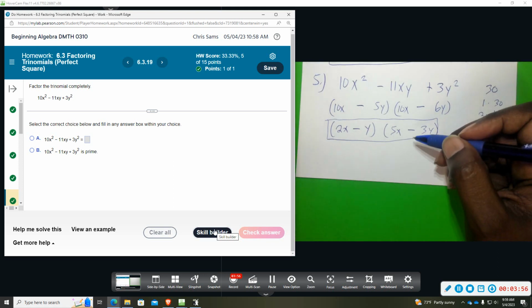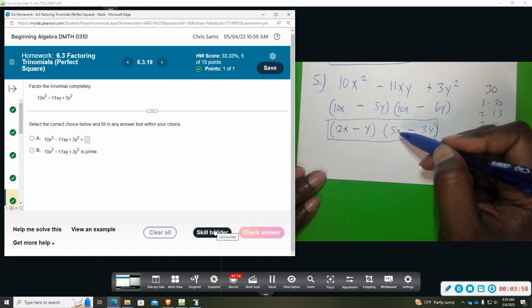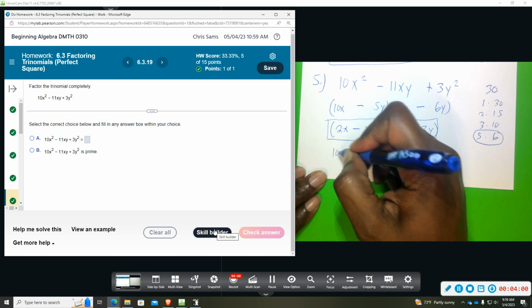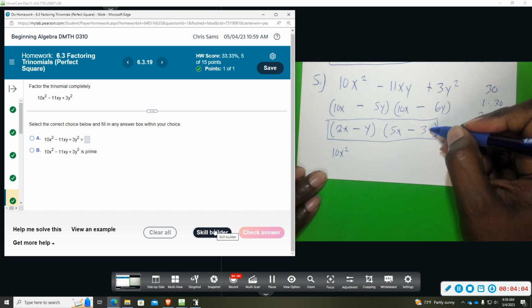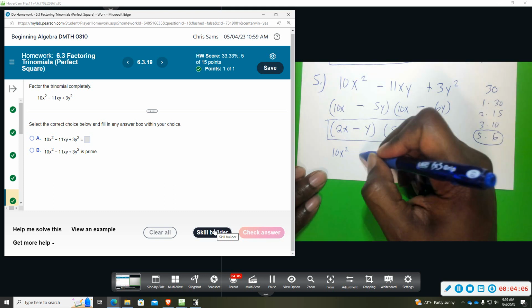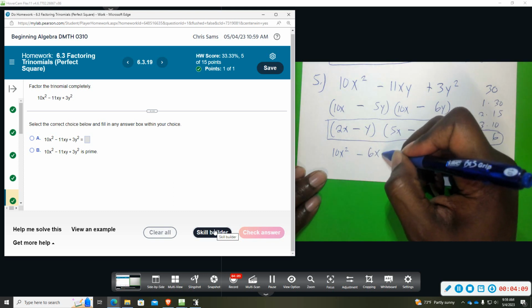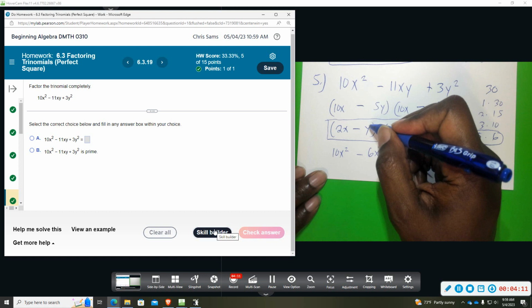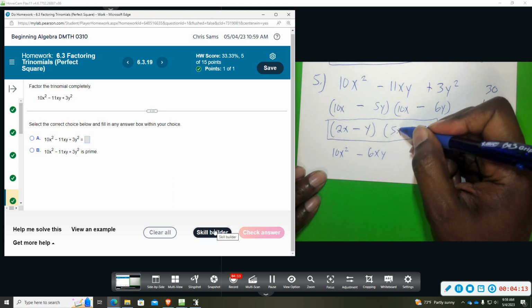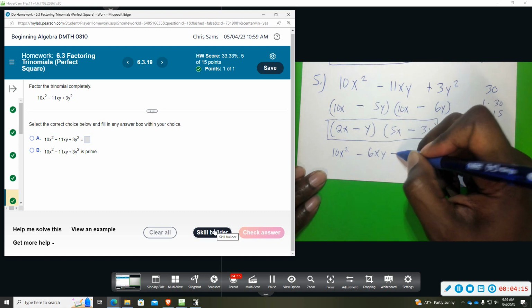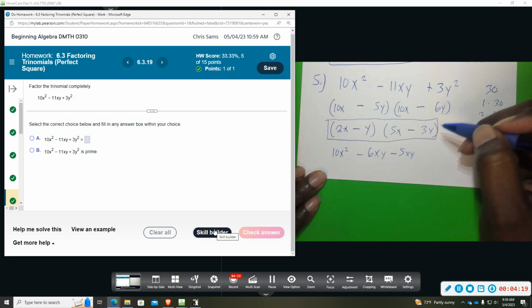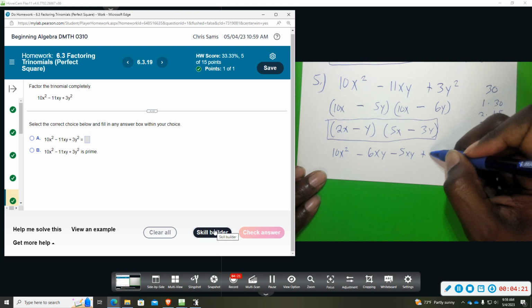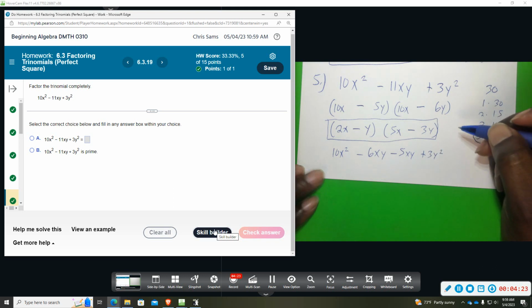Check them. 2x times 5x, 10x squared. 2x times negative 3y, will be a negative 6xy. Negative y times 5x, will be a negative 5xy. Negative y times negative 3y, positive 3y squared.